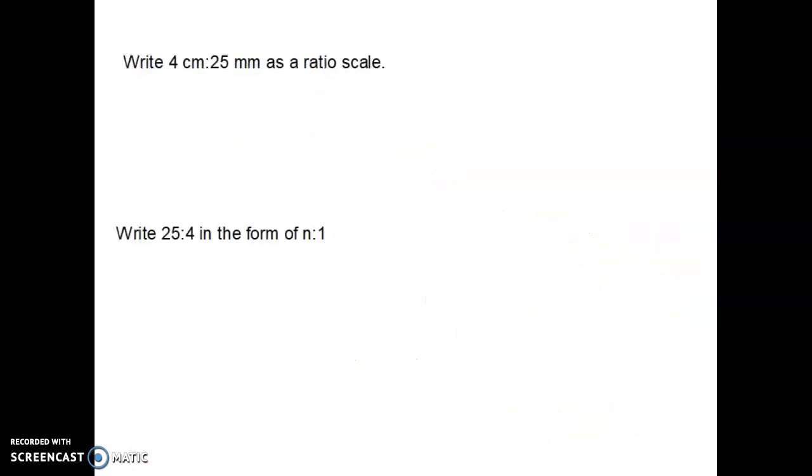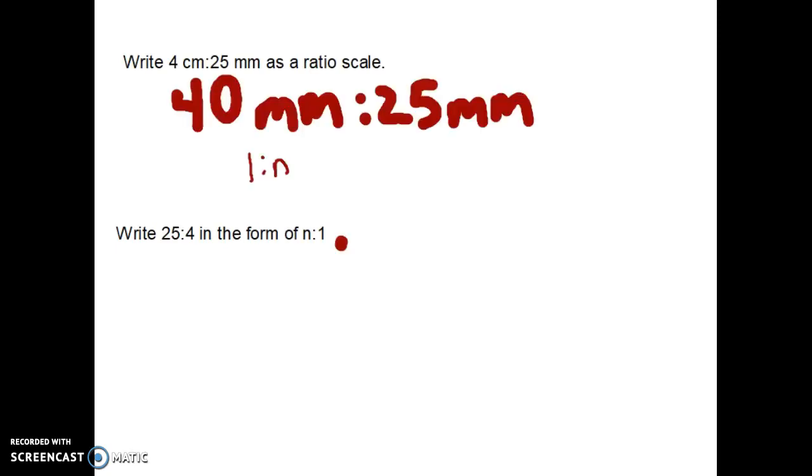Looking at ratio scales, which are convenient if you're working with maps and you're trying to go from distance on a map to distance in real life. Let's look at the first one. Write 4 centimeters to 25 millimeters as a ratio scale. And you always want it to be in this format. So I'm going to rewrite this to be 25 to 40. And I'm going to divide both sides by 25. The solution is 1 to 1.6.